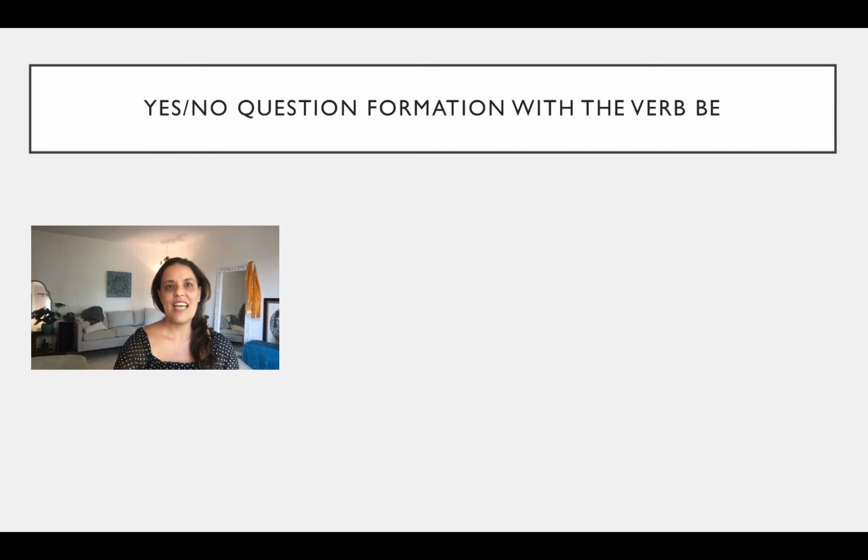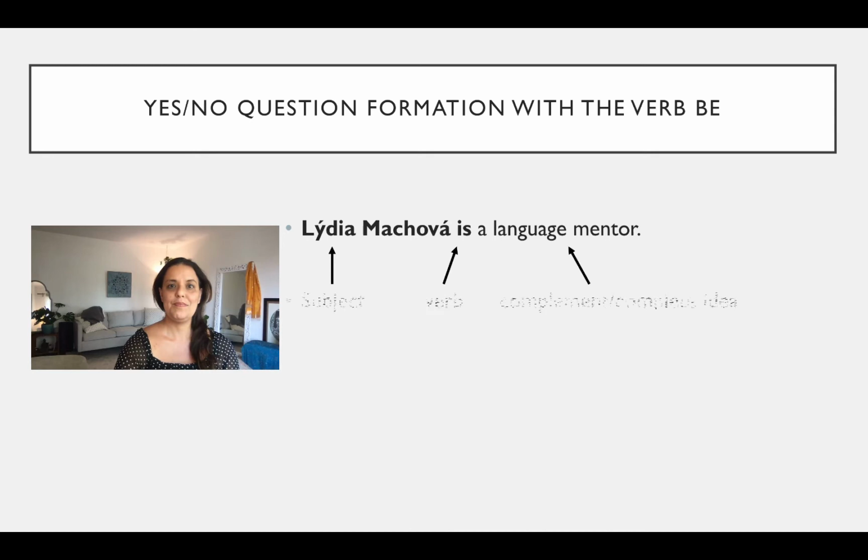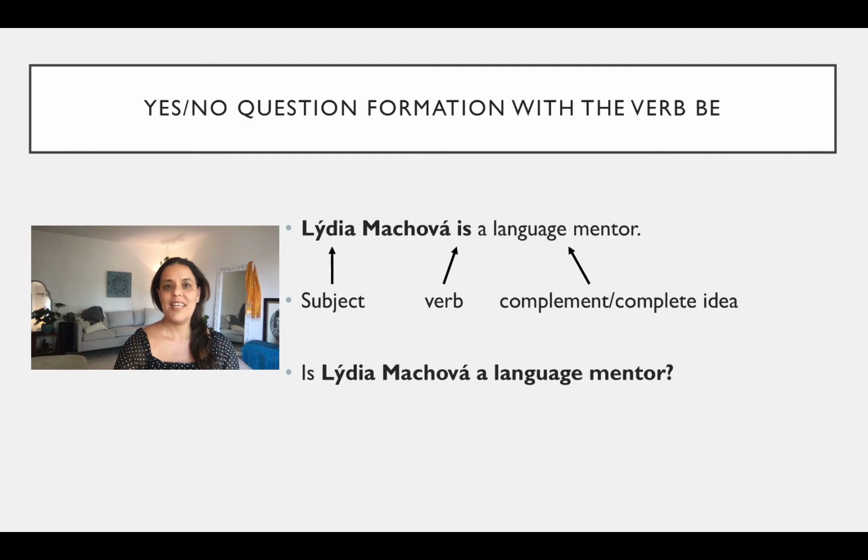Now let's take a look at yes-no question formation when we're using the verb be in our questions. Again, this is a sentence from before. Lydia Machova is a language mentor. Here's a syntax we saw before. Subject, verb, complete idea. Now let's take a look at the question with the verb be. Is Lydia Machova a language mentor? Do you see a shift in syntax or a change in word order?